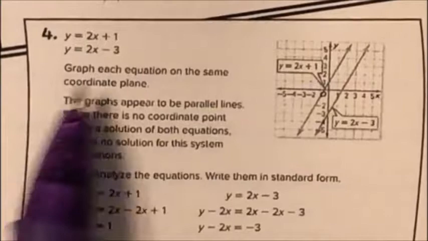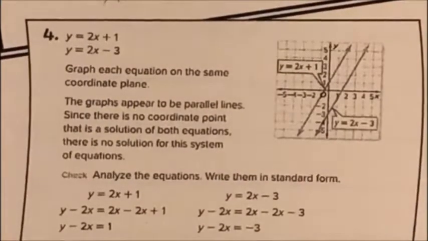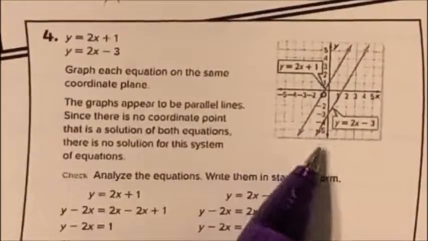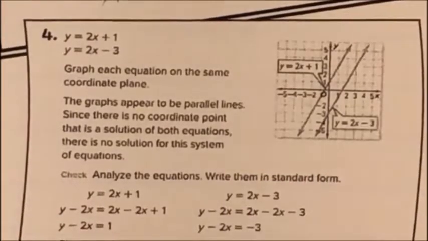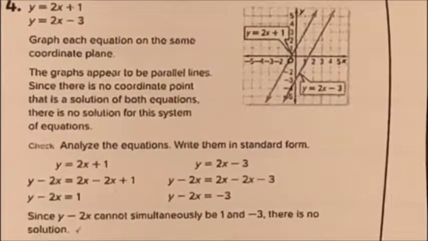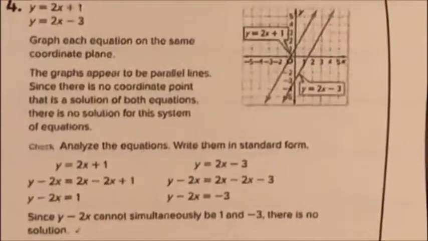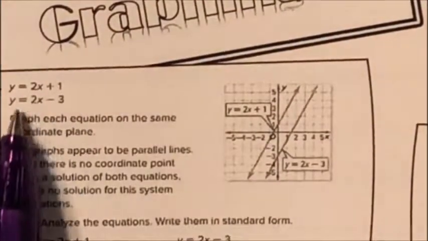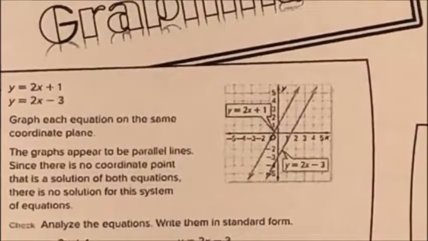Example number 4 gives us the following equations: y equals 2x plus 1 and y equals 2x minus 3. Okay. So I graph the equations on the same coordinate plane. They are parallel. Okay. They never intersect. So that means that there is no solution that will work for both of these equations. Okay. The other thing that you can recognize is that they have the same slope. These 2 equations have the same slope, but they have different y-intercepts. So that's a good indication that they will be parallel. Okay.